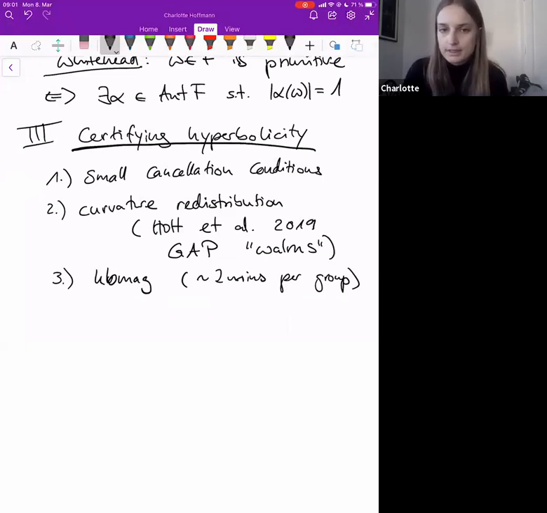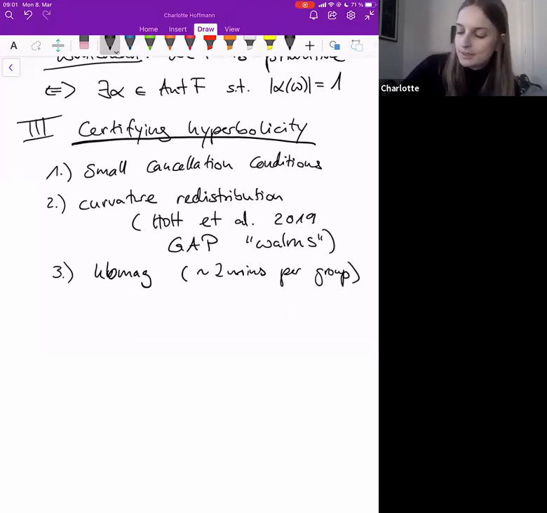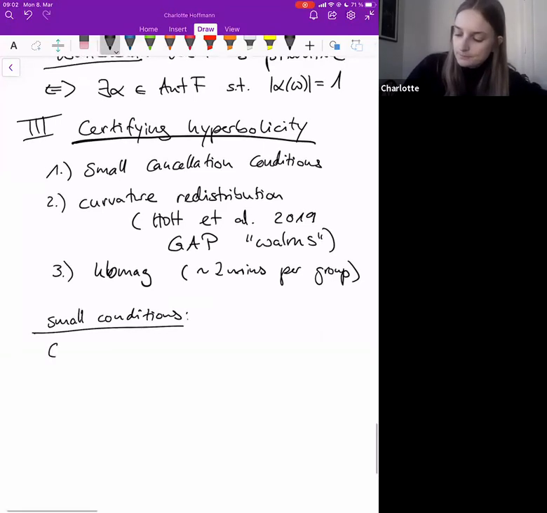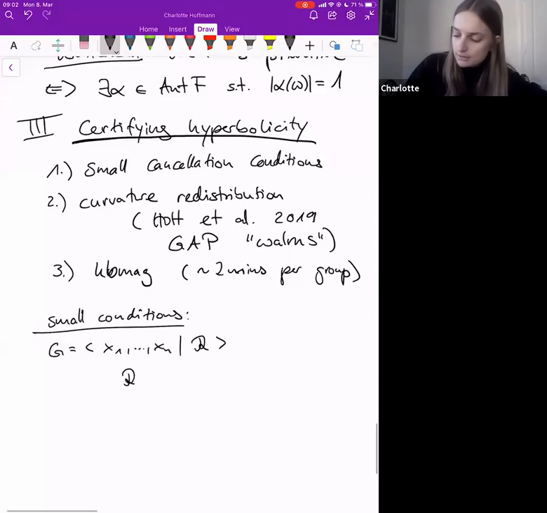So I think I would quickly say something about the small cancellation conditions. I guess many of you already know them. So let me just show you one example of a small cancellation condition. Again, we're looking at some finitely generated group, and I have now the set curly R here, a set of relators, and I want this to be closed under inversion and cyclic permutation.